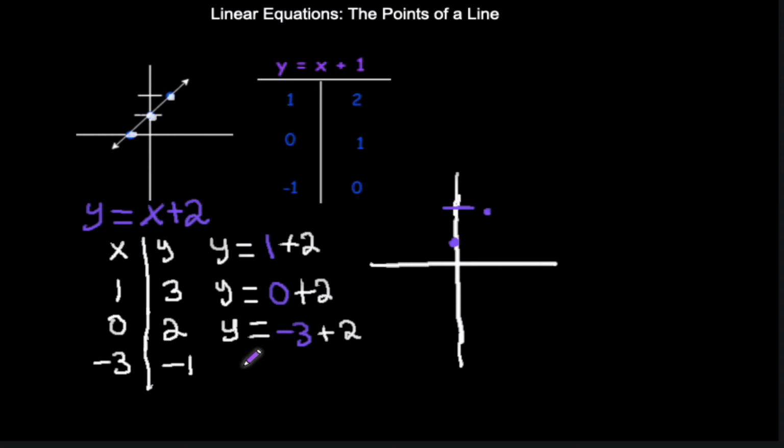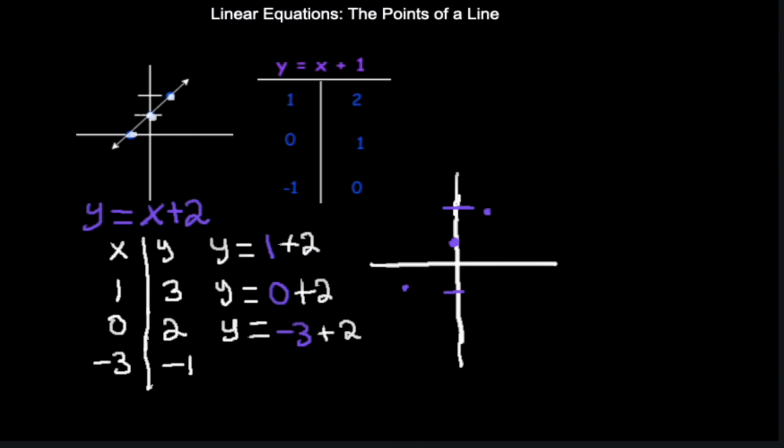Okay, and last but not least, we have (-3, -1). So starting at the origin, we're going to move 3 spaces to the left since we're talking about a negative x value. So -3 is here, and -1, which is somewhere in here. All right, so it's just right here.